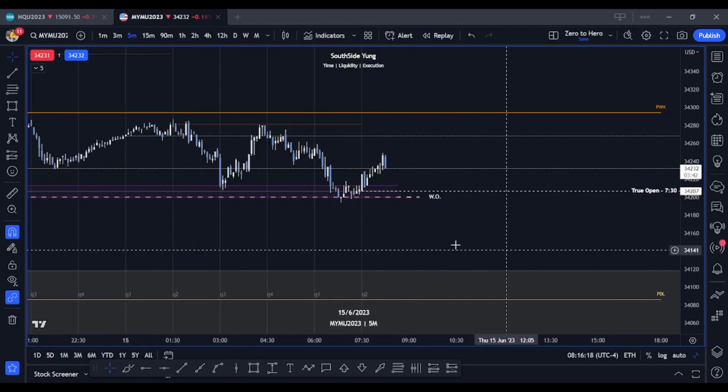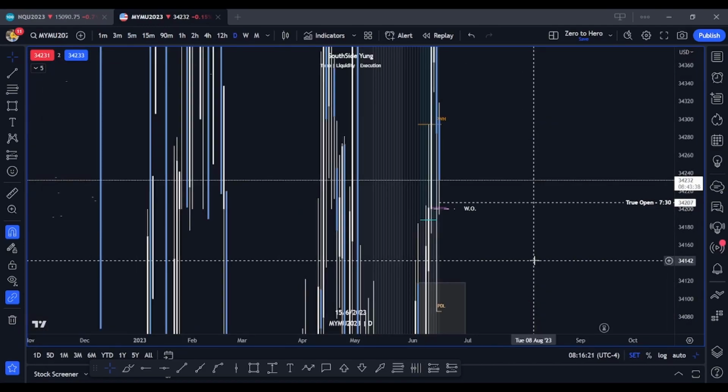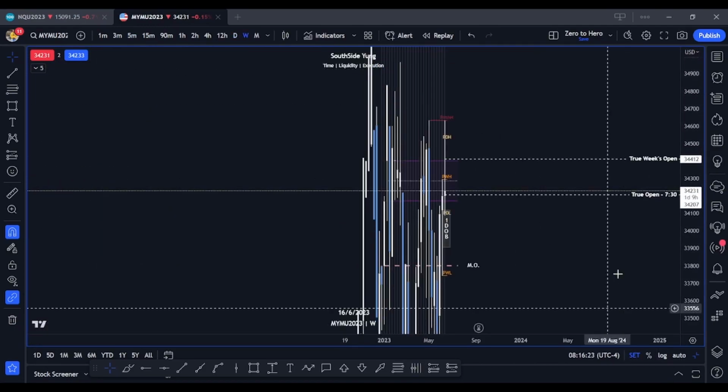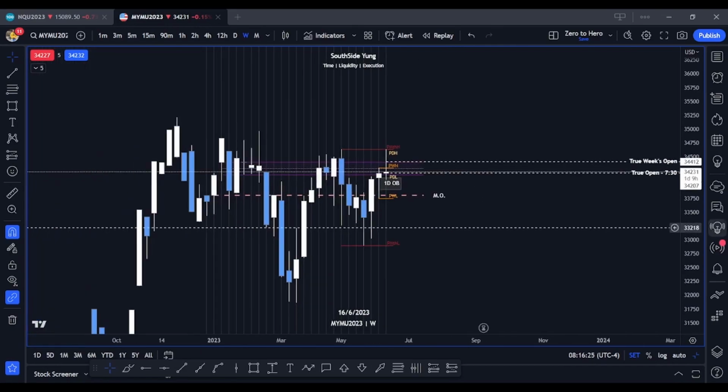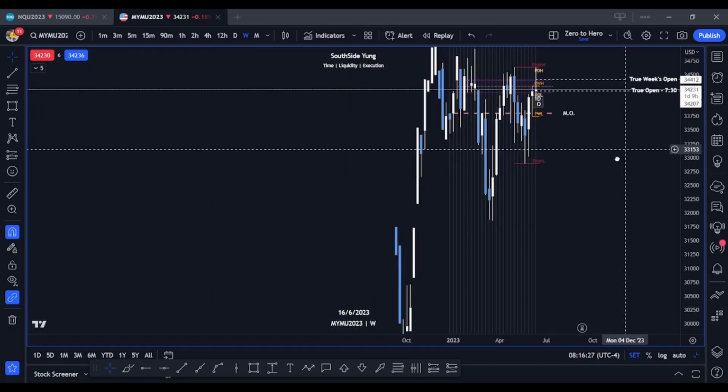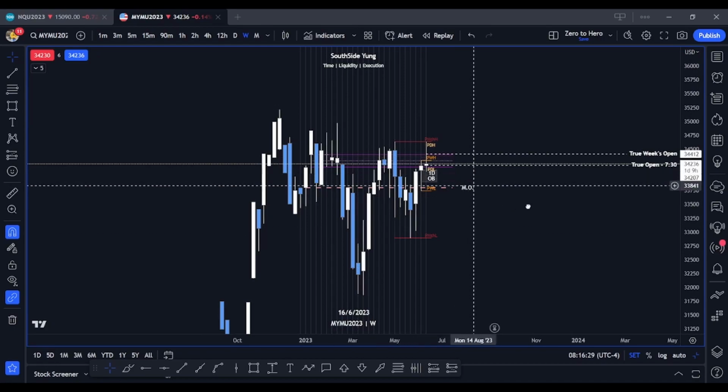So again, 816, not really anything happening. Take a look at our higher time frame chart. See, now this looks like a range right here.